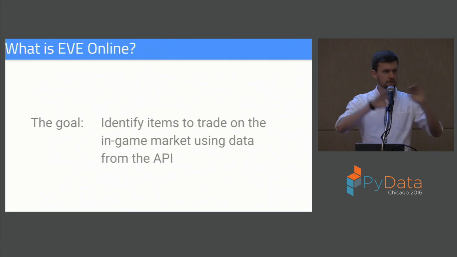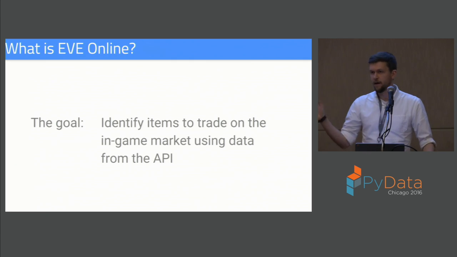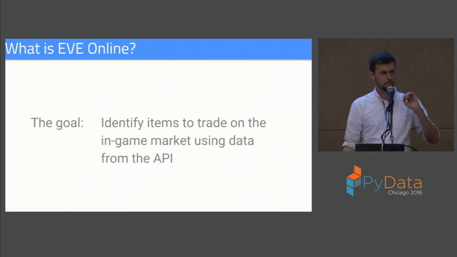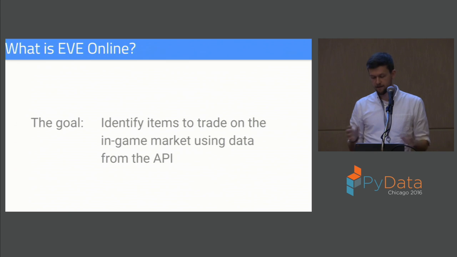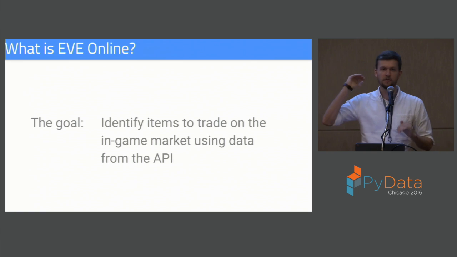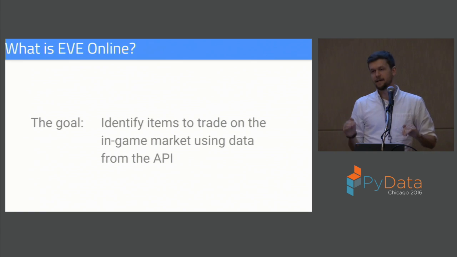So given all of that backstory, what I'm trying to do here is make a Python-based machine learning pipeline that consumes all of that data and identifies items where there's a good opportunity to do this middleman trading, just sit in the middle and get space rich.